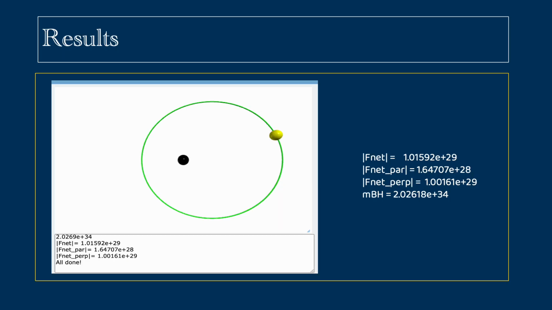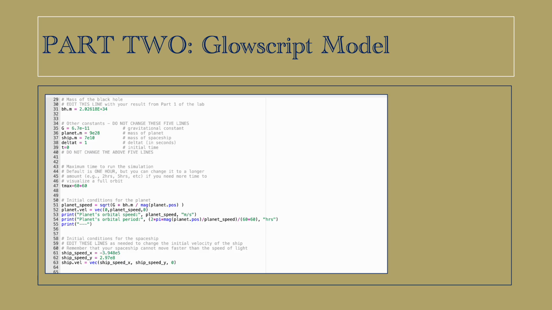So here are my results for FNet, FNet parallel, FNet perpendicular, and mass of the black hole, which was an average of all the values that I ended up getting. As we can see here, using the mass of the black hole from the previous model and inputting different constants, I will be using this to find the initial velocity of the spaceship, and I have inputted different values through trial and error for the initial conditions of the spaceship.